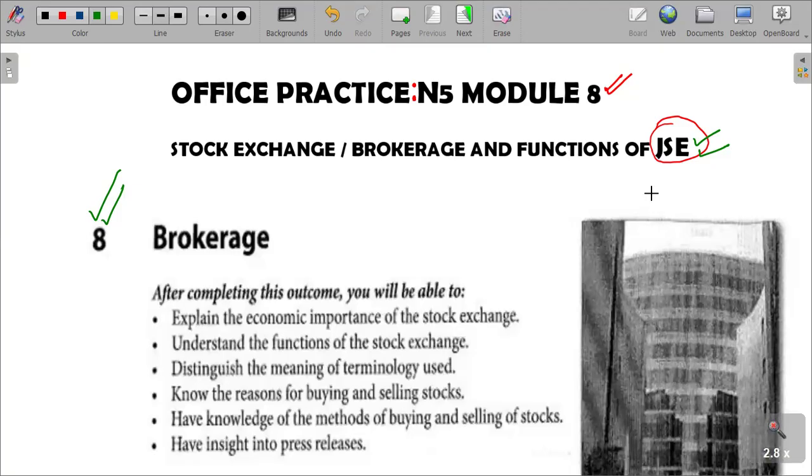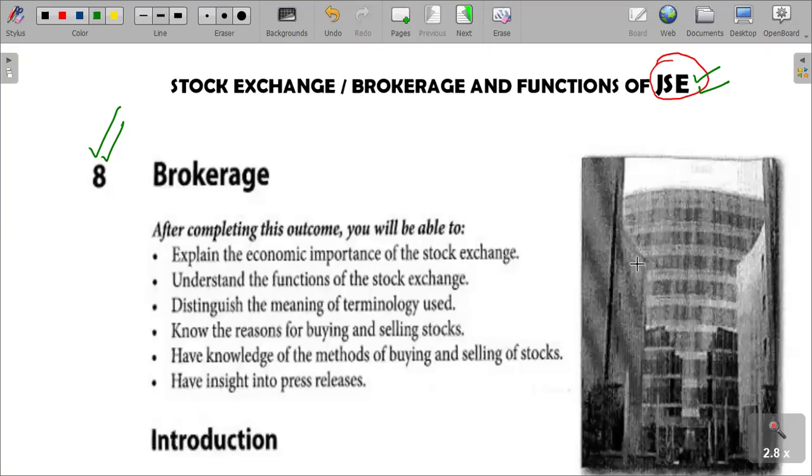Without wasting any time, we are going to do Module 8, which is stock exchange, brokerage and the functions of the JSE, which we are going to understand in terms of the buying and selling of shares, what a stock exchange is and so forth. I've got some key aims that you are supposed to understand when you go through this module. After completing this outcome, you will be able to explain the economic importance of stock exchange.